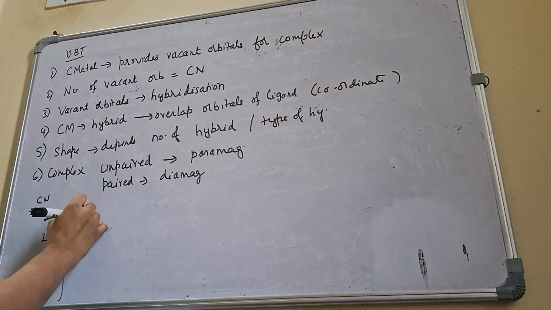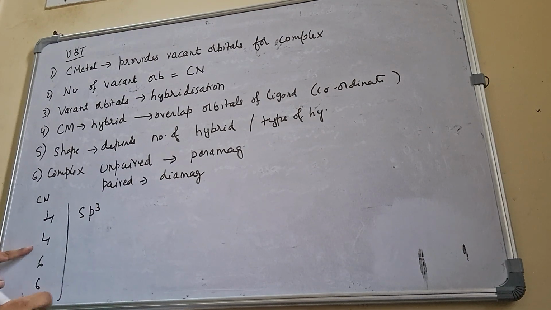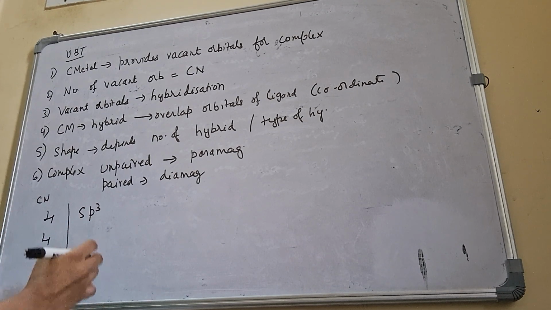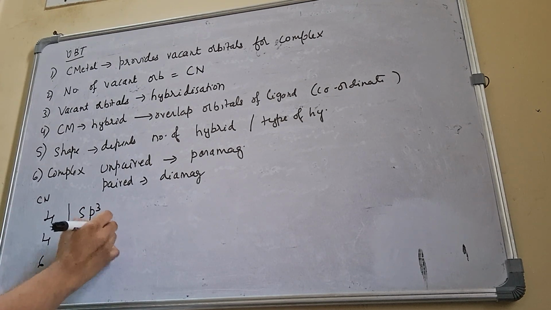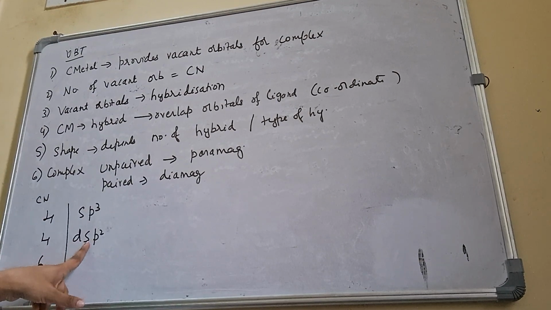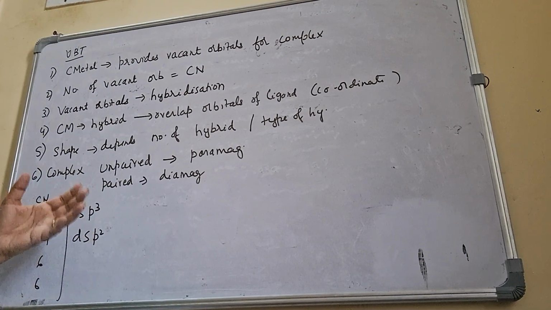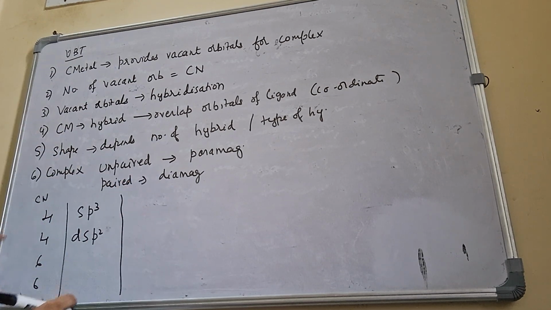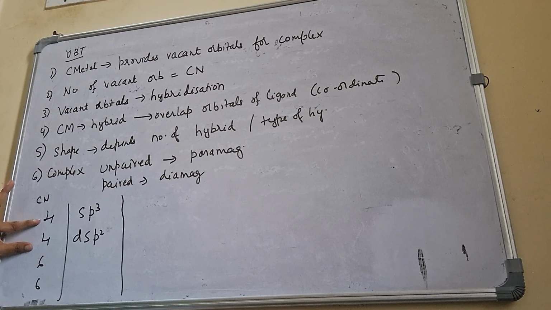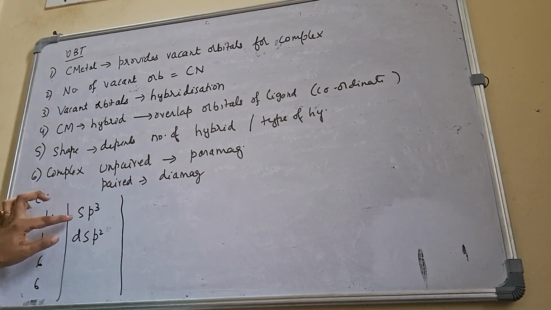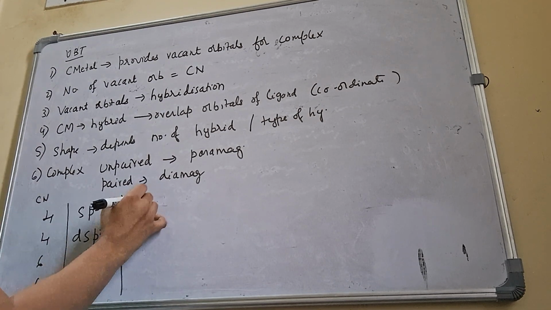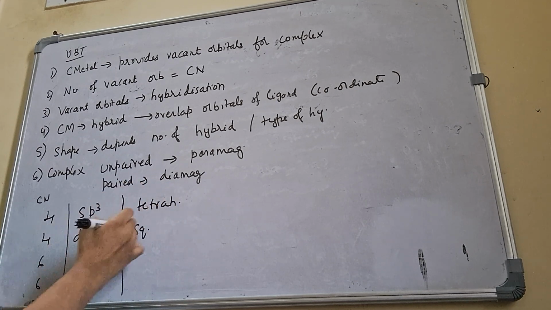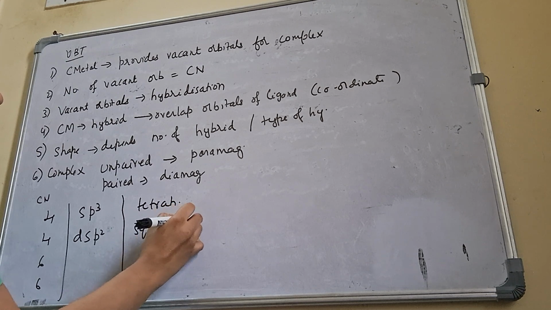Type of hybridization: there are two types for 4. One is sp3, mixing with 3 p orbitals, or dsp2, the d orbital and s orbital and the p orbital, d orbital of the previous shell, s and p of the next shell. So there are two kinds of hybridization possible for coordination number 4, that is sp3 and dsp2. If it is sp3, then the shape will be tetrahedral. If it is dsp2, then it is square planar.